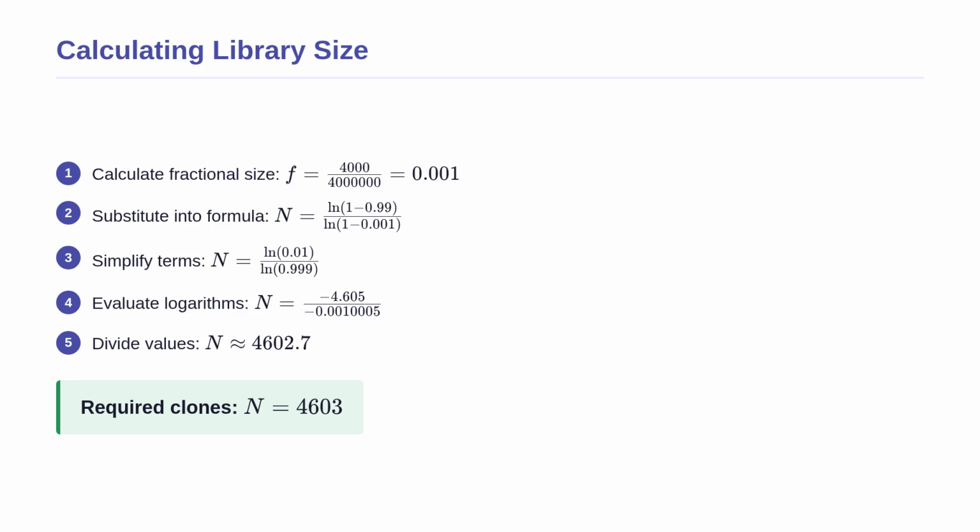The numerator becomes the natural logarithm of 0.01, which evaluates to negative 4.605. The denominator becomes the natural logarithm of 0.999, which is negative 0.001005. Dividing these two values gives approximately 4602.7. Since we cannot have a fraction of a living cell, we must round up. The final answer is 4,603 clones. Physically, the researcher must create and store at least 4,603 individual colonies to be 99% certain the entire genome is captured.